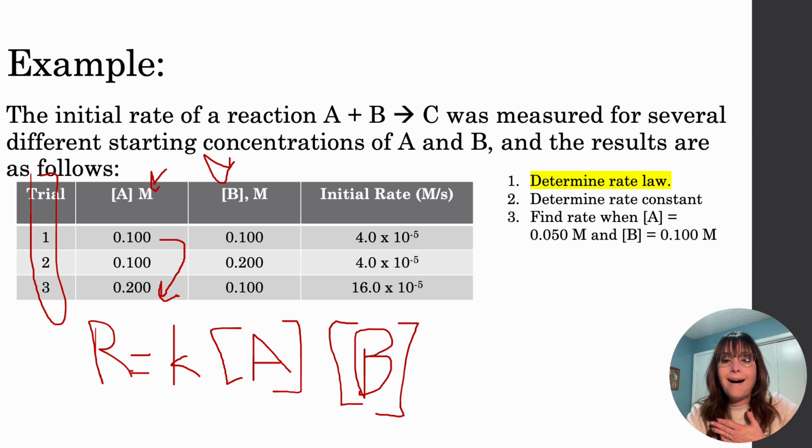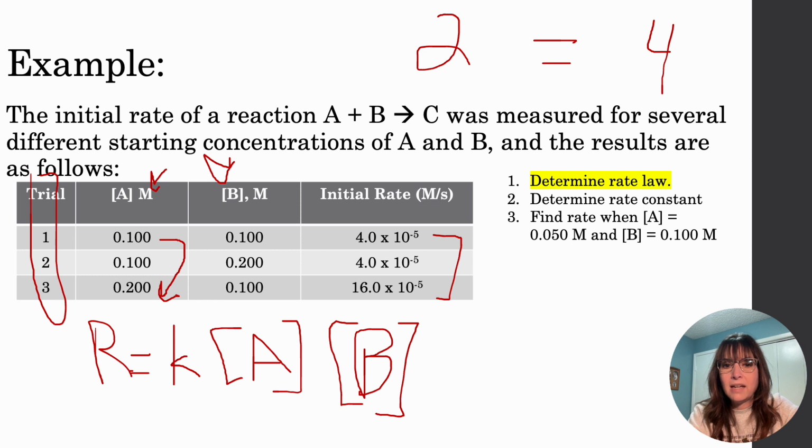So here is how I do it to find that exponent. I say, okay, 0.2 divided by 0.1 is 2. So in other words, the concentration doubled. Well, what did the rate do between trials 1 and 3? 16 divided by 4 is 4. And I literally will write this on a piece of paper just so I can see it. And then I ask myself, what exponent gets me from 2 to 4? 2. So A has an order of 2. If you double the concentration, the rate will quadruple.